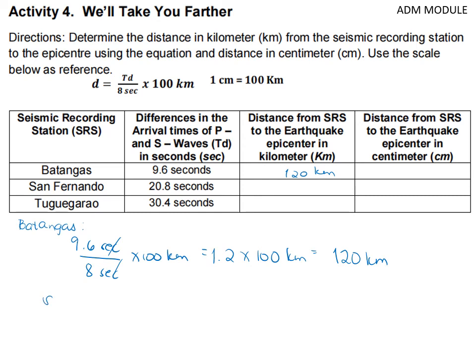And to get the scale, you just need to follow the scale. For every 100 kilometers, you have 1 centimeter. The units cancel. So 120 times 1 is still 120, divided by 100, is 1.2 centimeters. So in your map, the distance between Batangas and the epicenter is about 1.2 centimeters. Okay, so you just need to compute for San Fernando and Tuguegarao.